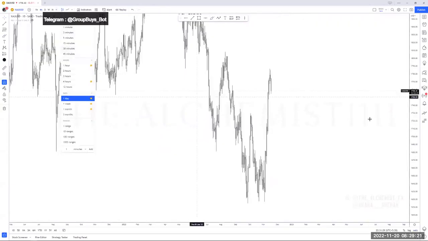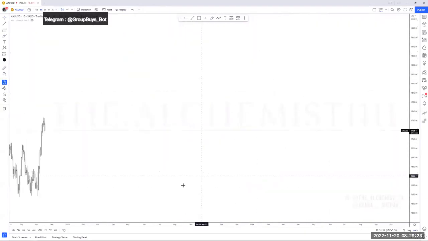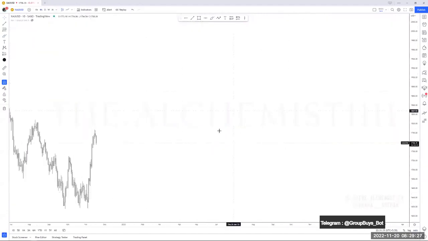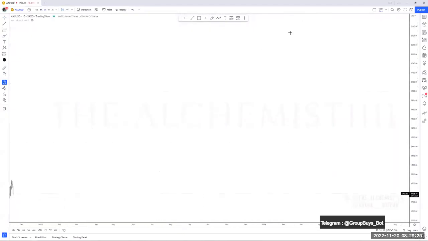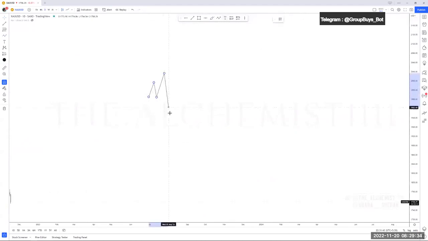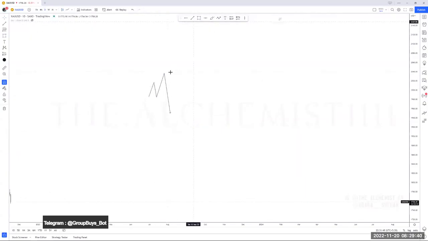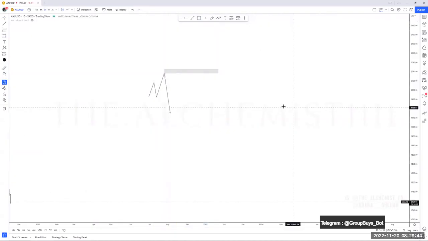So let me delete this. Now for me, this is something that I backtested and understood. He did not teach me something like this. For me, this is a strong resistance if it has done this: a stop hunt and a breakout structure. A stop hunt and a breakout structure makes this a very strong resistance.